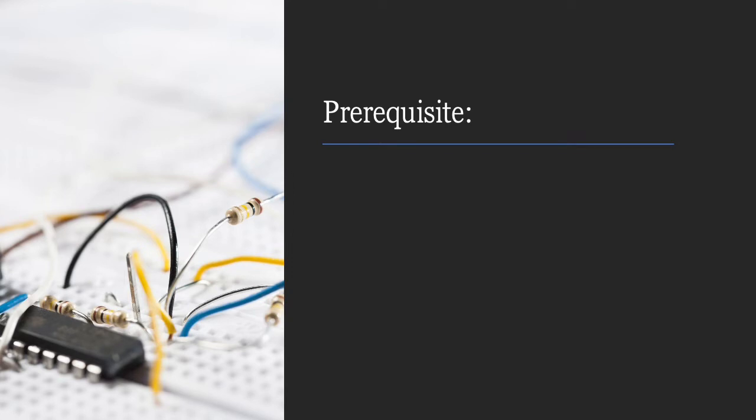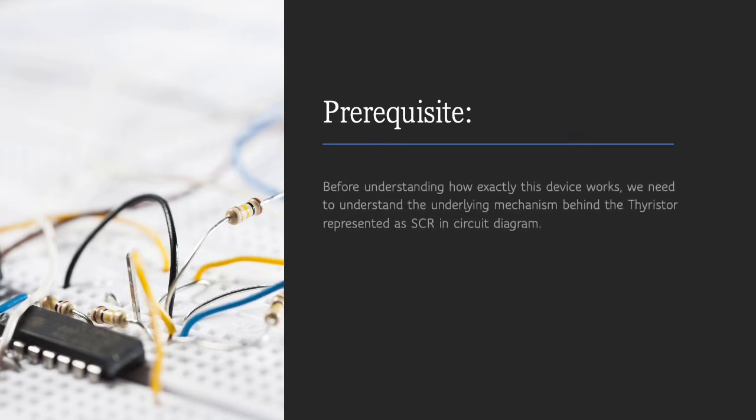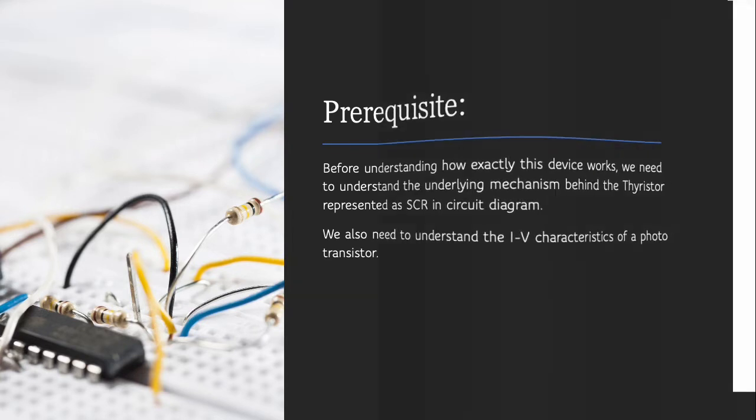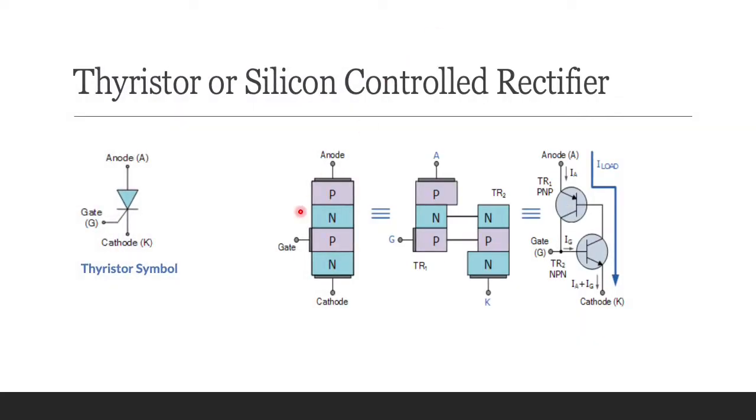The prerequisites for understanding the mechanism of the light interruption alarm. Before understanding how exactly this device works, we need to understand an underlying mechanism behind the thyristor, represented as SCR in the circuit diagram, and we also need to understand the IV characteristics of a thyristor or silicon controlled rectifier.